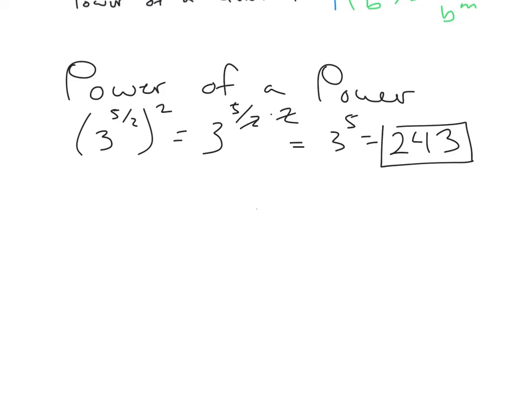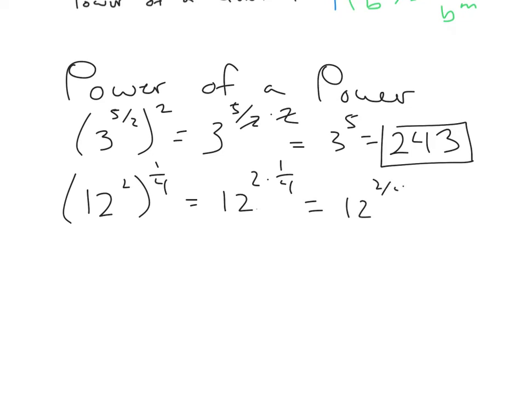Now, another one we could do is 12 squared, and let's raise it to the 1/4 power, okay? So that would give us 12 to the 2 times 1/4. That ends up being 12 to the 2 over 4, which could simplify to 12 to the 1/2 power. And then you're done. Okay, so that's power of a power.